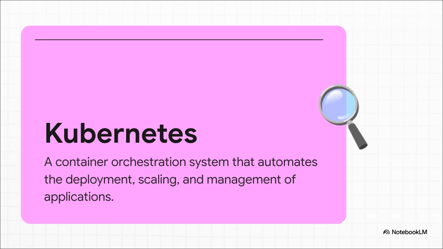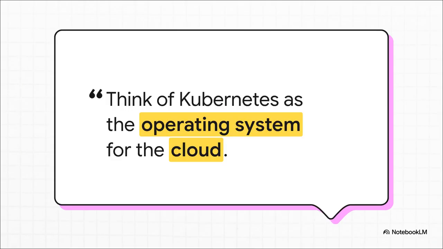It automates all the really hard parts: getting them running, scaling them up when you get a ton of traffic, and managing them when things inevitably go wrong. You know, this is probably my favorite analogy for it, just because it's so spot on. Just like Windows or Mac OS manages all the programs and hardware on your computer, Kubernetes manages all your application containers and the cloud servers they run on. It's become the foundational layer for running pretty much anything in the cloud today.